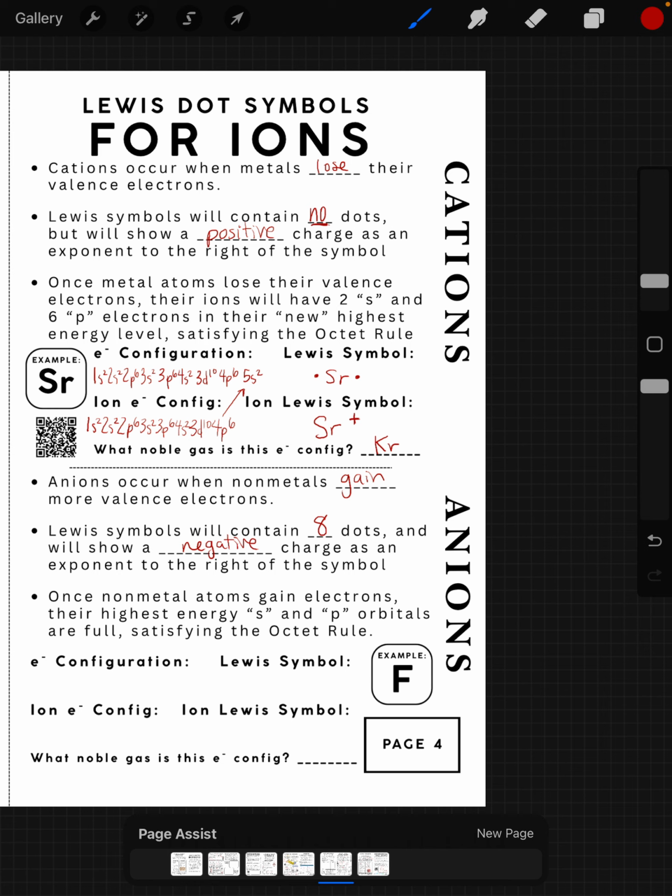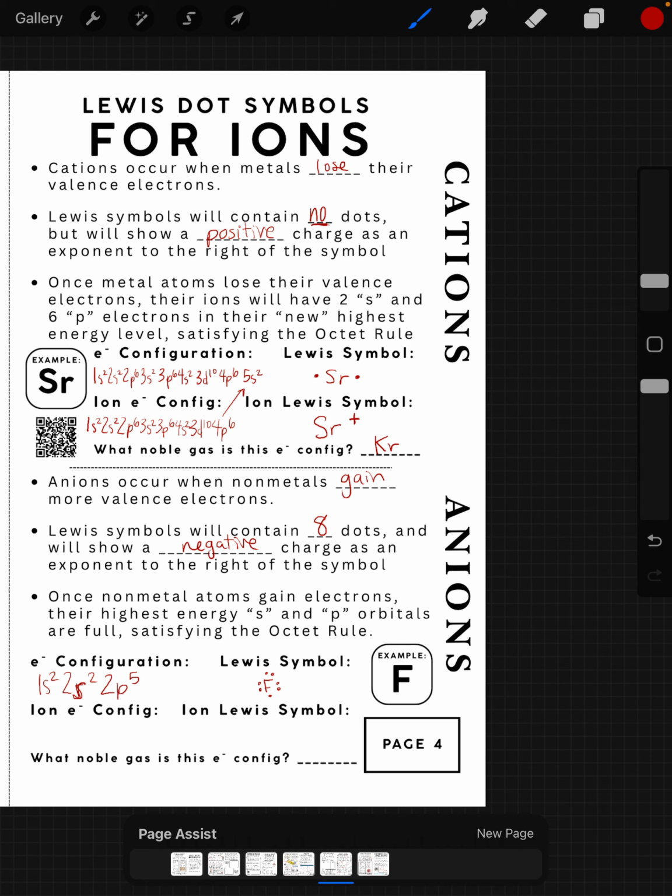So an example here is fluorine. The electron configuration of fluorine is 1s2, 2s2, 2p5. Oh, it's so close. Okay. Fluorine is a halogen, which means it's going to have 7 valence electrons. It really, really wants that last electron to be like a p6.